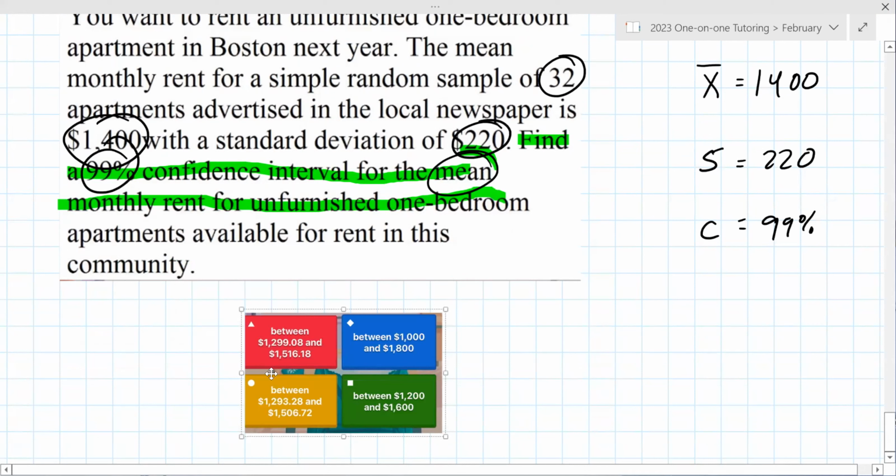Let me do something real quick to make sure that he didn't accidentally use a t distribution. Let's just check this one. All right, so same thing here. It's 99%, right? Yep. Stat. All right. X bar. Oh, I didn't give it the standard deviation 220. That's why it didn't like it.